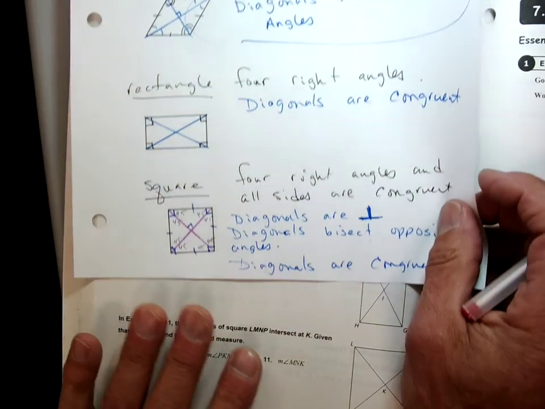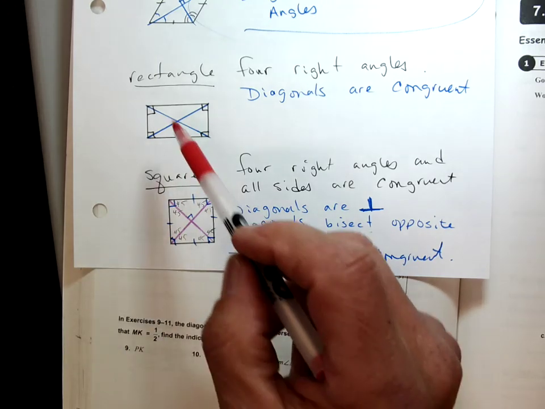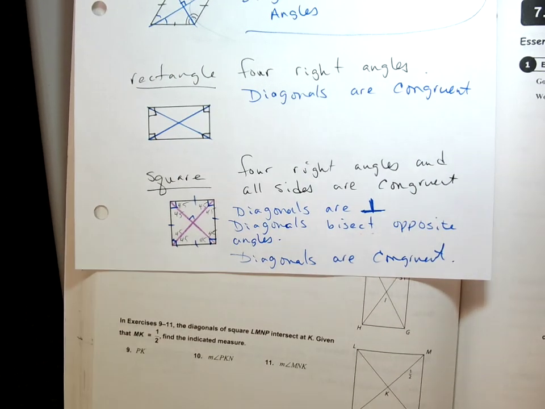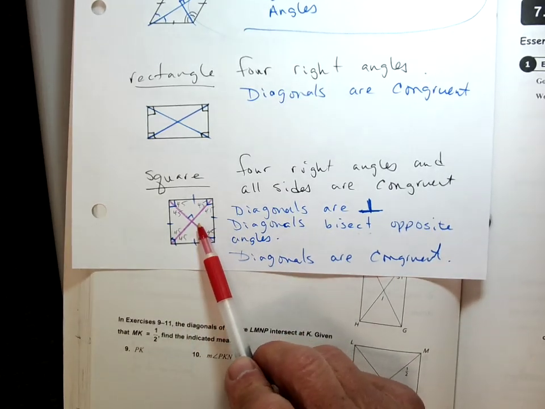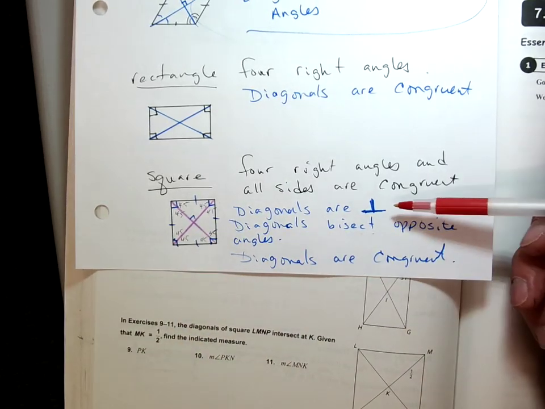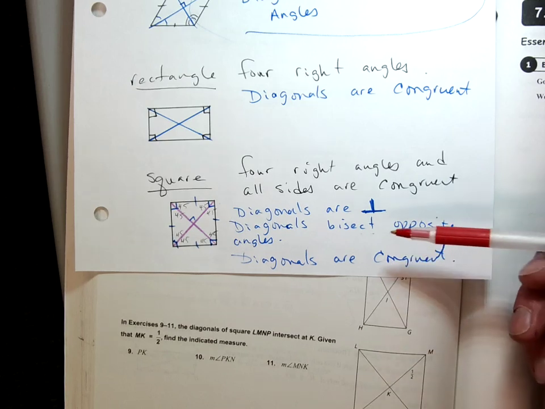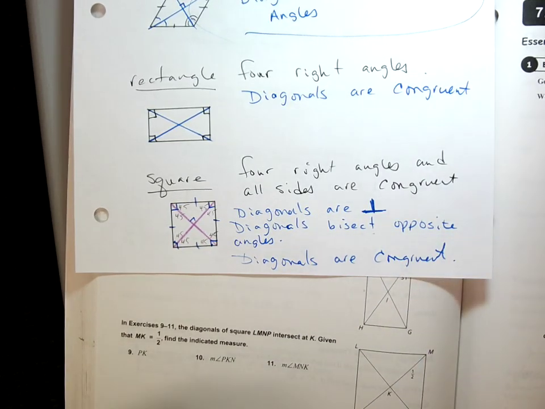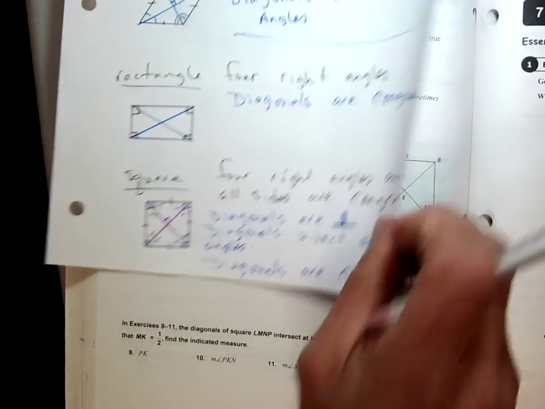Now, if a square is a rectangle and a rhombus, it's going to have all of those characteristics. A square is a rhombus, it's also a rectangle, right? So it's going to have diagonals that are perpendicular, diagonals that bisect each other, and we know the diagonals are congruent, okay? Now, let's take that information and let's use it.